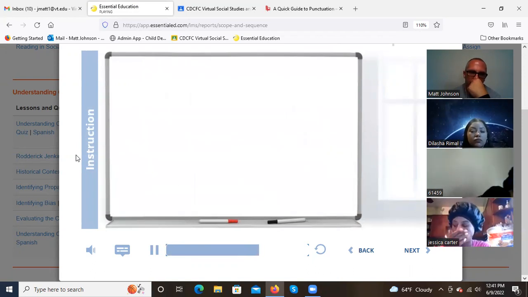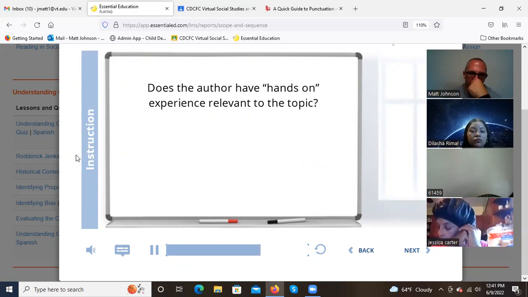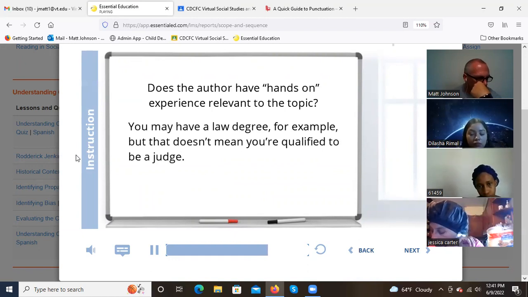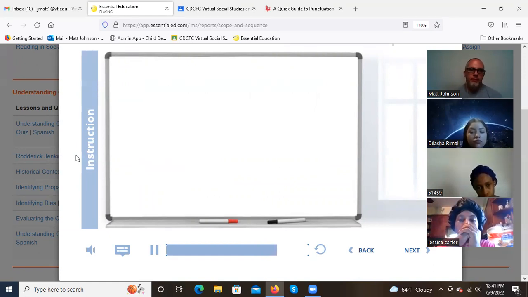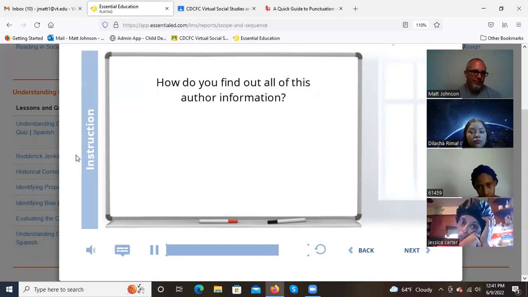Last but not least, does the author have hands-on experience relevant to the topic? Having an advanced degree is all well and good, but sometimes there's no substitute for experience. You may have a law degree, for example, but that doesn't mean you're qualified to be a judge. You would need to try some cases first, get some experience under your belt before you would be considered for judgeship. Now, I know you're probably wondering how you're supposed to find out all of this author information.